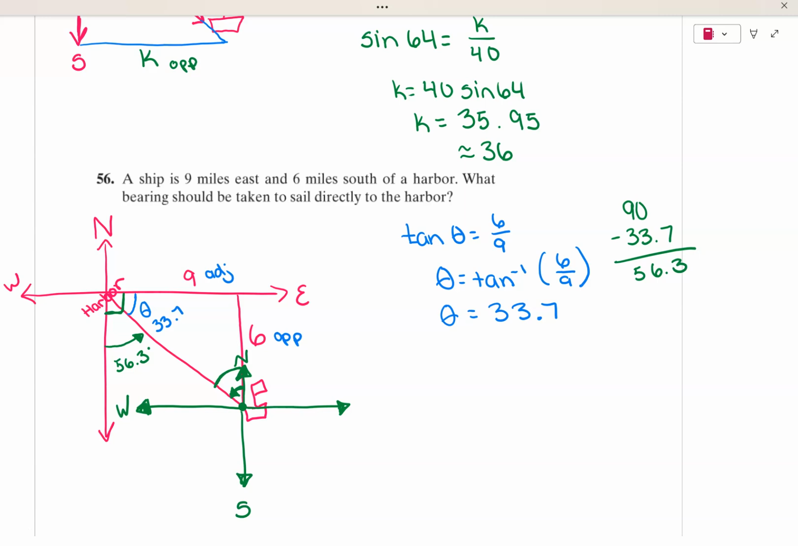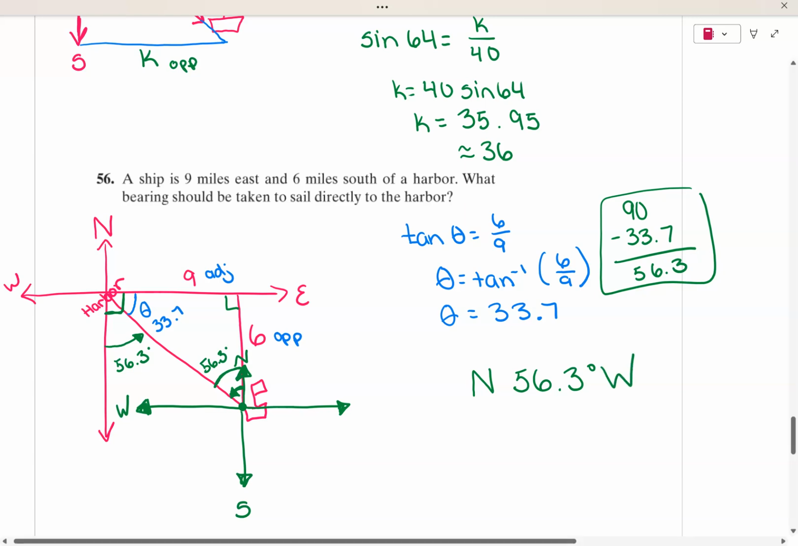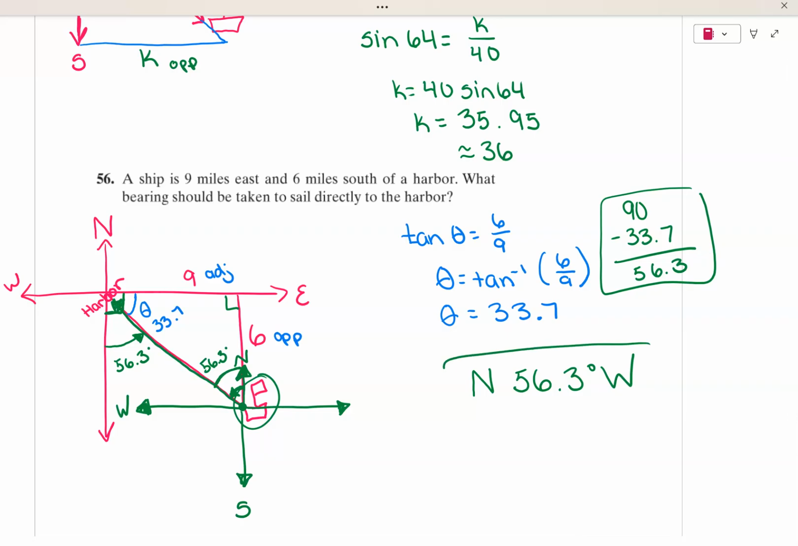So there's a couple different things you can do here. From high school geometry, you have two parallel lines and a transversal. In the inner ones, alternating interior angles are the same. Or you can also think of it as a triangle. So we would do 90 minus that 33.7, which still gives you 56.3. So notice we're coming off the north line, 56.3 degrees, and we're going west. That would allow this ship right here to follow this line directly back to the harbor. So that is the direction that the ship would need to take. Okay.